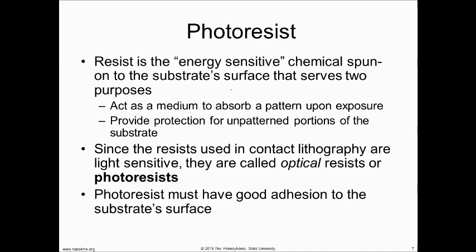So here's the photoresist. Resist is an energy-sensitive chemical spun onto the substrate surface that serves 2 purposes. It acts as a medium to absorb the pattern. So we put it on there, and it's basically like a liquid, but when we put it on and dry it out, it's kind of something that looks like maybe saran wrap, like a plastic sheet that just goes straight across the wafer. Is everybody seeing? So this provides protection for the unpatterned portions of the substrate. Since the resists used in contact lithography are light sensitive, they're called optical resist, or commonly photoresist. Does that make sense to everybody?